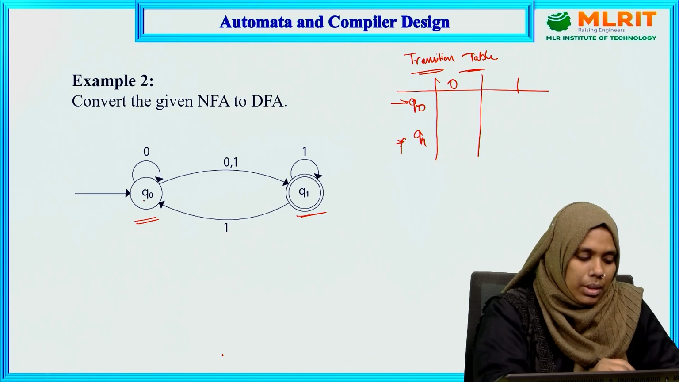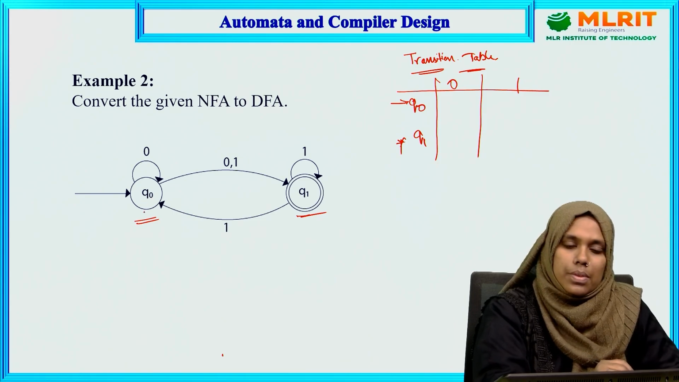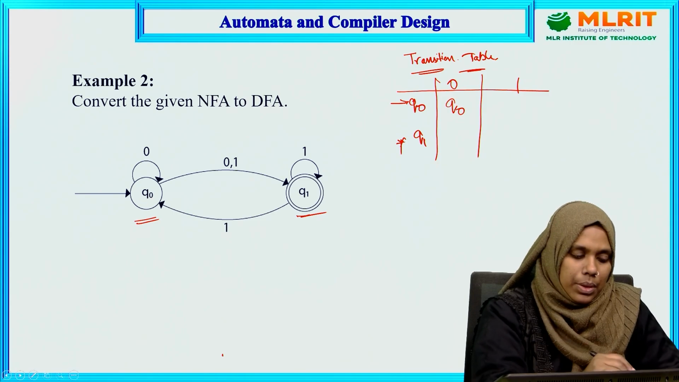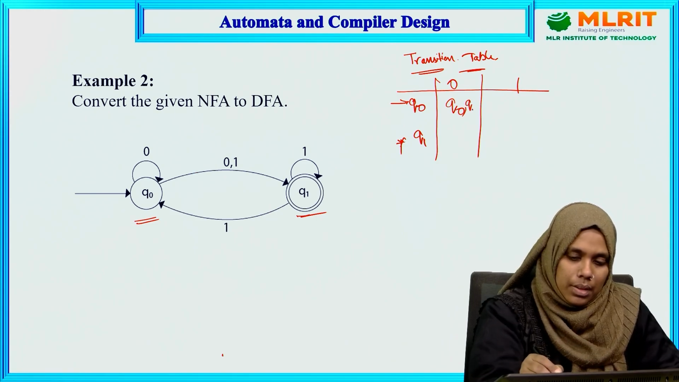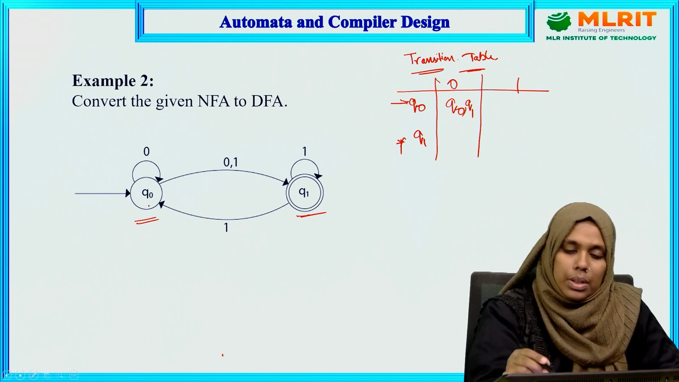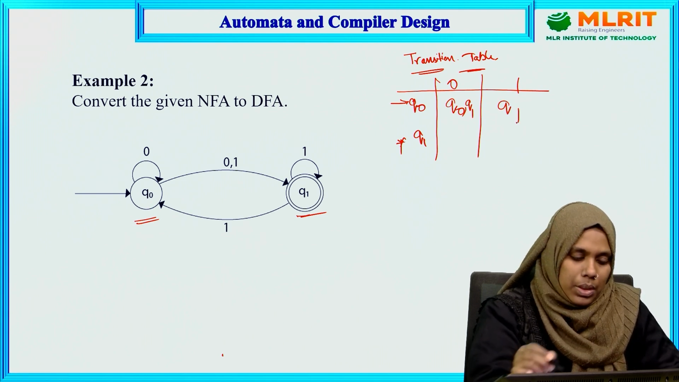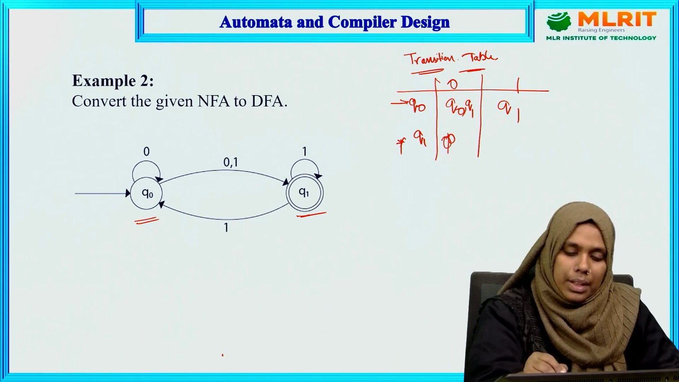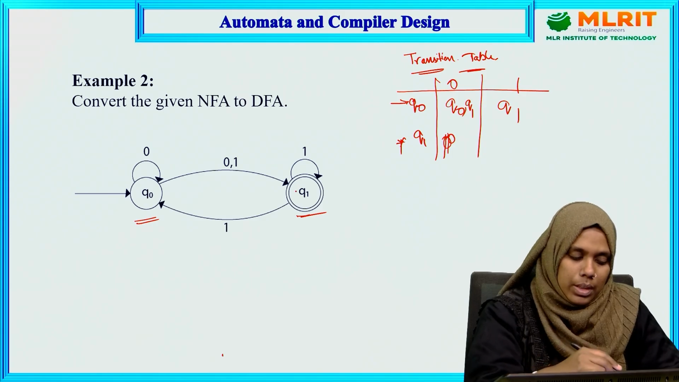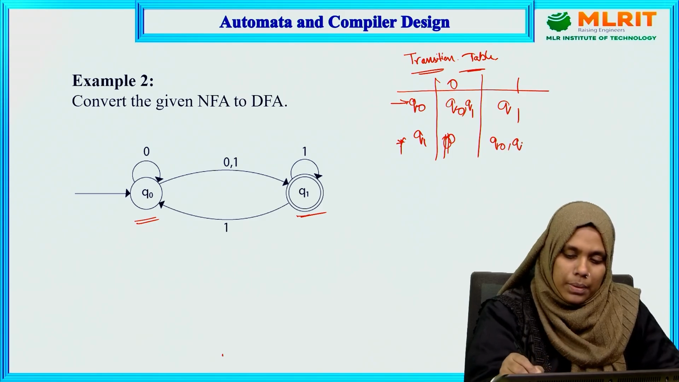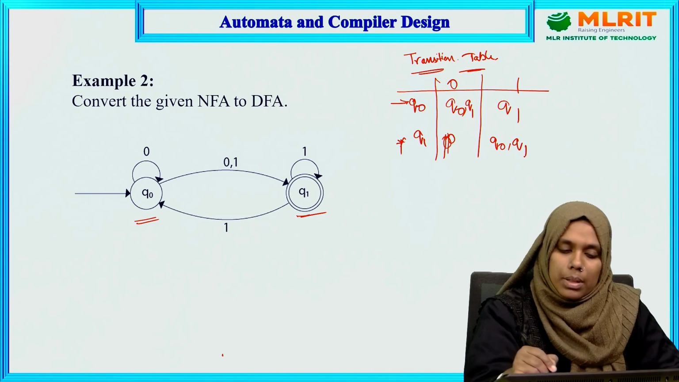Now according to the diagram, Q0 of 0. What is Q0 of 0? Q0 itself. Q0 of 0 is Q0 as well as you have Q1 also. Now Q1 of 1, what do you have? Q1. Yes. Next, Q1 of 0. Do we have Q1 of 0 here? No, so simply you can write phi. Next, Q1 of 1. What is Q1 of 1? We have Q1 as well as Q0.